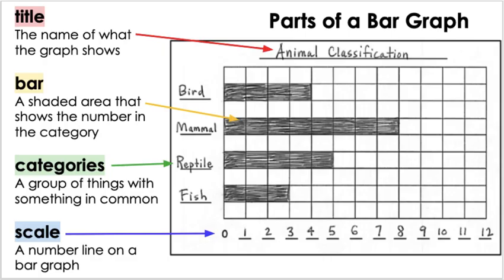Then yesterday we also learned about a bar graph, and a bar graph is kind of like a picture graph, except you have a scale down here with numbers, and those numbers show how many are in each category, and so you'd shade in your bar to show how many.